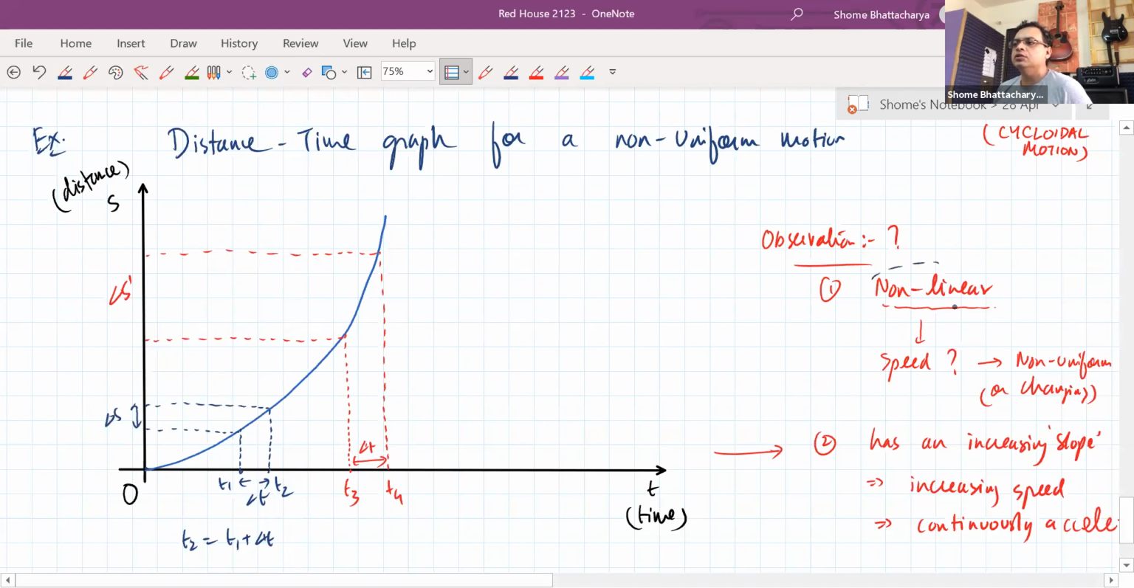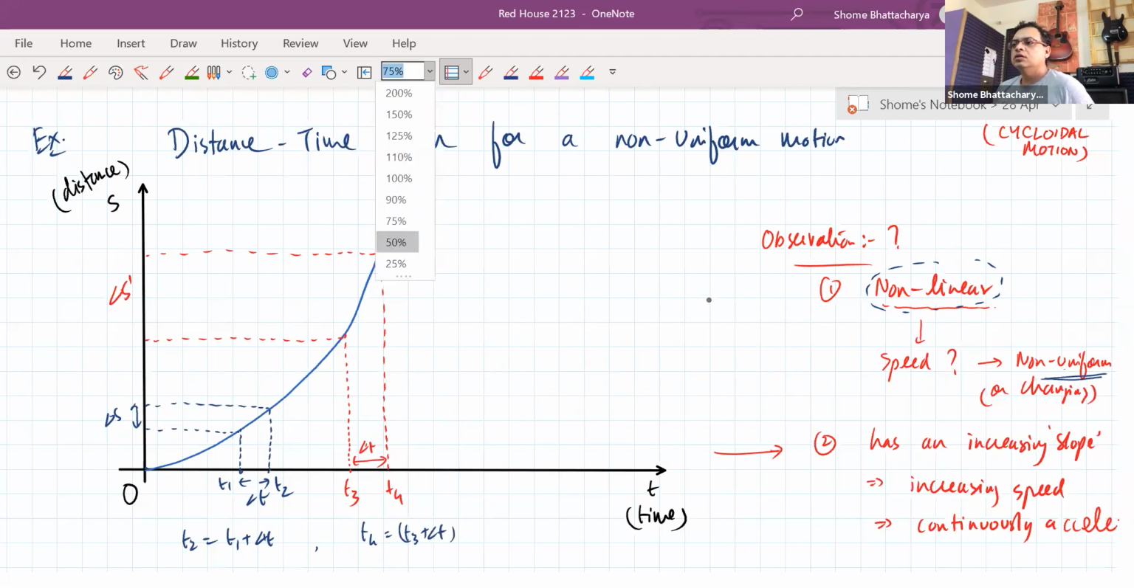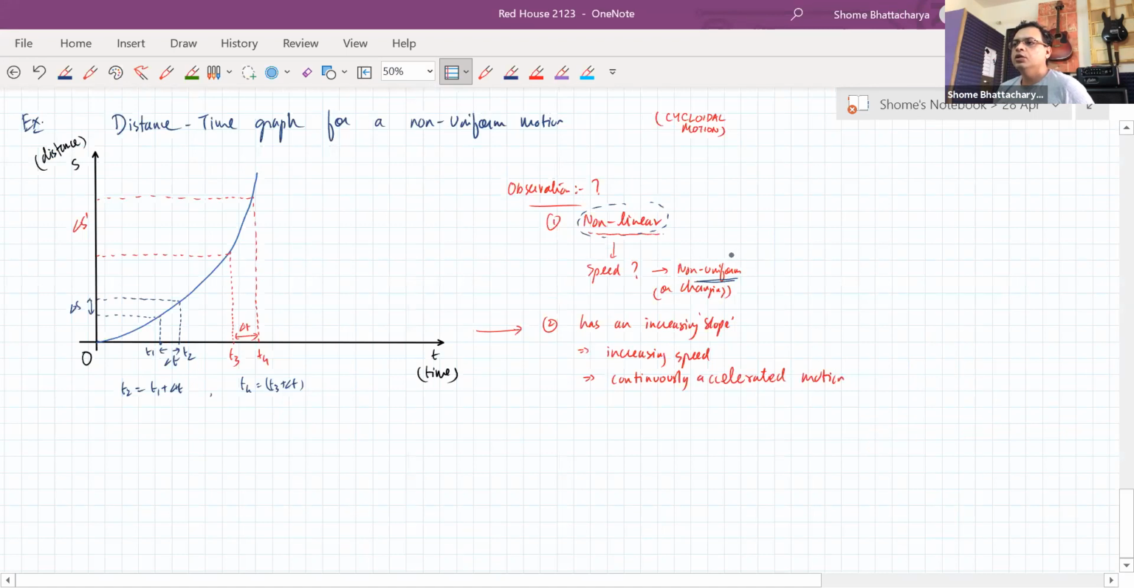That is what shows me that it's non-linear motion, or non-uniform motion. Non-linear because it's not a straight line graph, but non-uniform why? Because in equal intervals of time it is not covering equal distances. Here t4 is equal to t3 plus delta t. So how do I know that the motion, or the speed, is non-uniform? I know that because the distance traveled is not equal in equal intervals of time.